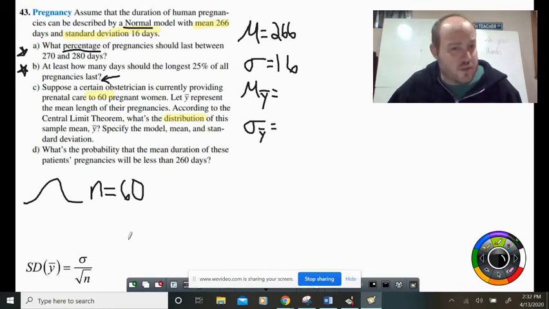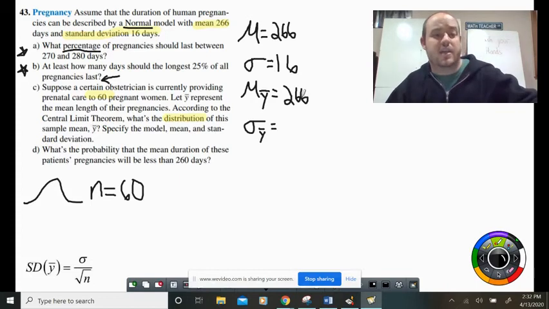So we're not dealing with the proportions, we are dealing with the mean and standard deviation questions we did later on in the chapter, all right? So what would our new mean be? Remember, the new mean of a sampling distribution is just whatever the original mean was. So we are still sitting at that 266.